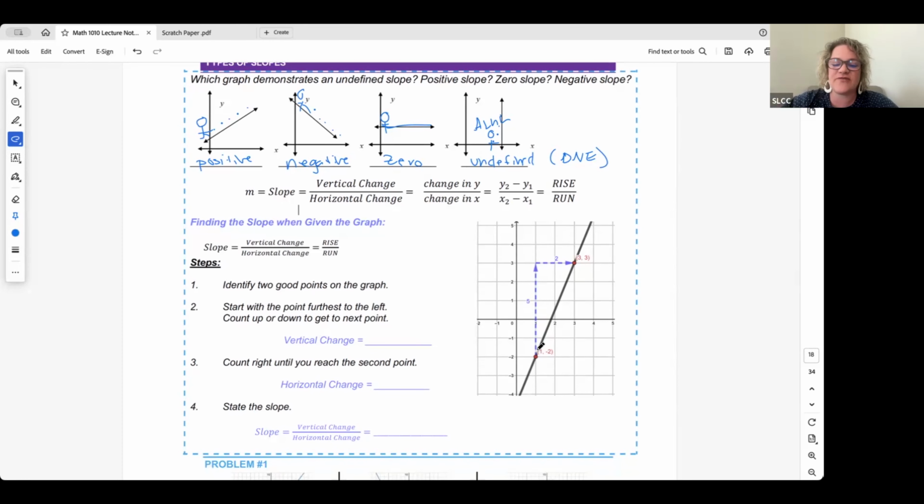Now let's look at this. The vertical change is 5. The horizontal change is 2. So the slope would be 5/2. Notice your person is walking up the hill, so it's positive. I hope that helps understand different types of slopes.